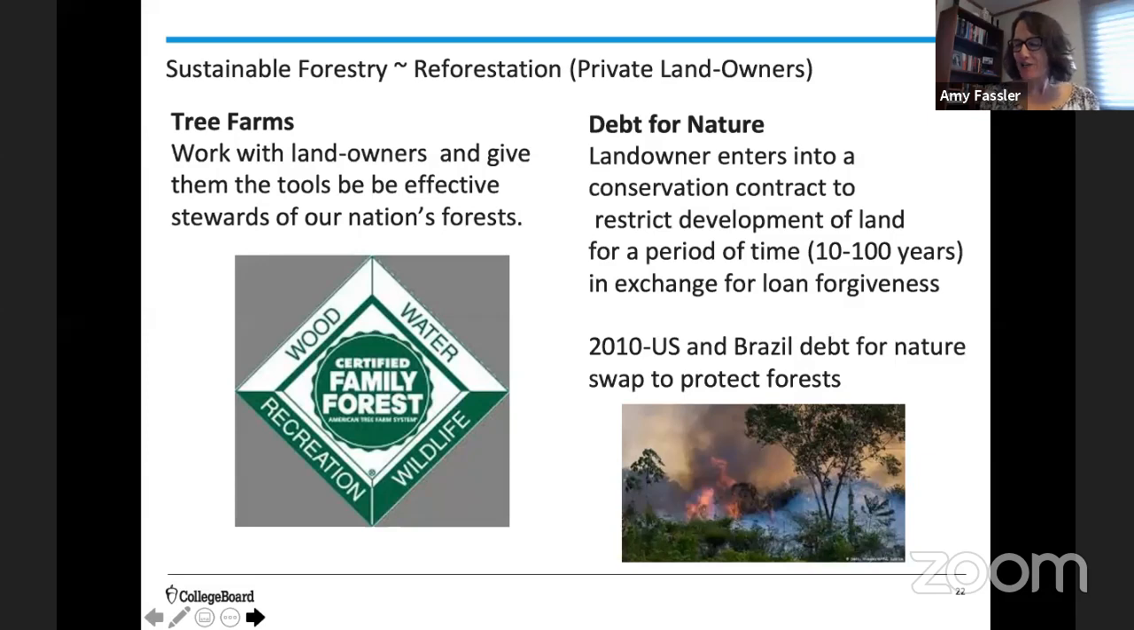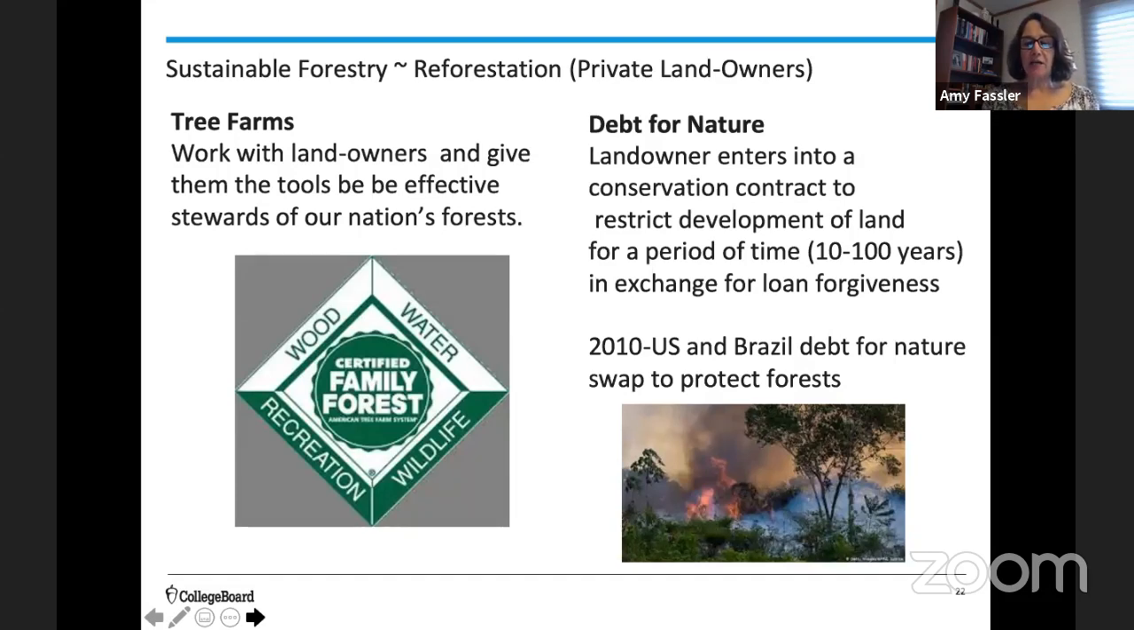Or this really interesting concept called debt for nature. It works in the United States with a landowner that might have forested land, maybe wetland, maybe a farmer that has part of their land in forest surrounding their fields. In the Debt for Nature program, that landowner enters into a conservation contract and says, I agree for whatever period of time that I am not going to develop this land. I'm going to keep it as a forested, intact ecosystem. And in exchange for that, I get a reduction of some of the debt that I might owe on my land.